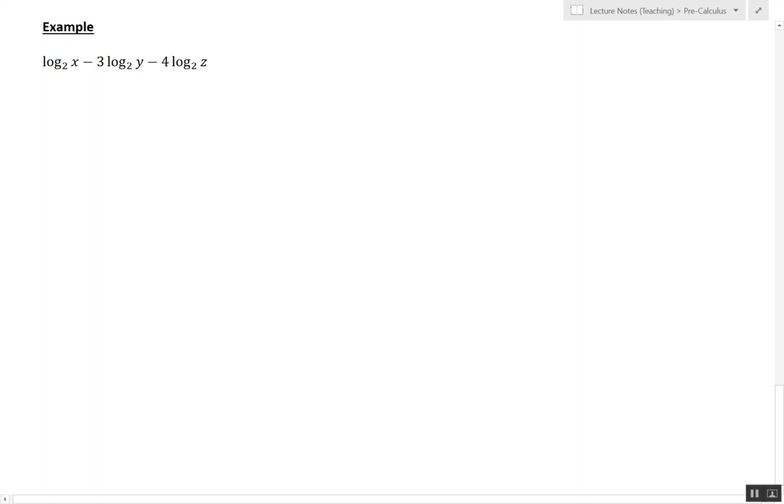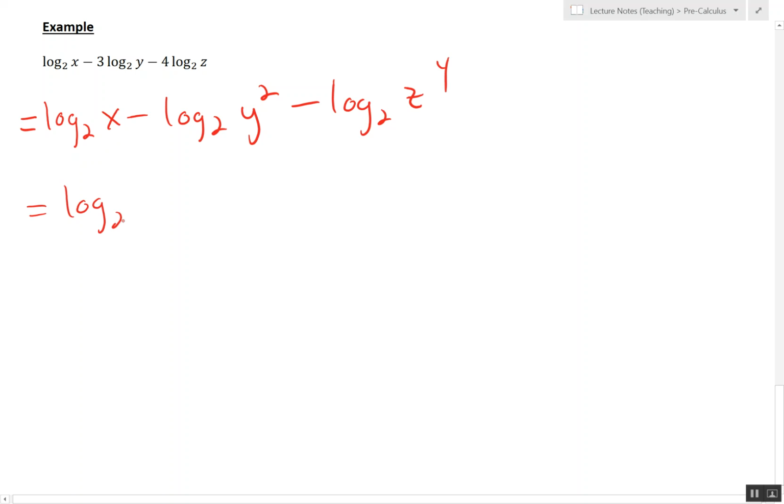Again, the first thing you want to do is bring the numbers in. You do not want to take the negative when you bring the exponent inside. So this is going to be just log base 2 of x minus log base 2 of y squared minus log base 2 of z to the fourth. And now, in order to deal with this negative, you're going to factor it out of the last two terms. So this will be log base 2 of x minus, in parentheses, log base 2 of y squared plus log base 2 of z to the fourth. And I made a sign error. That should be a positive.